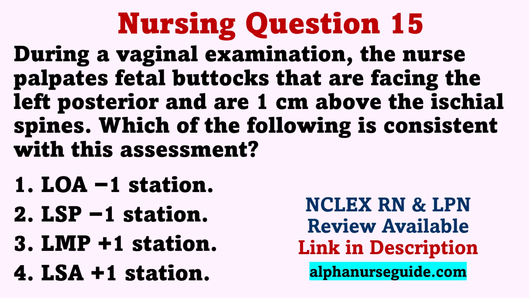The LMP position refers to a fetus whose face is facing toward the mother's LP, and a presenting part at +1 is 1 centimeter below the ischial spines. The LSA position refers to a fetus whose buttocks are facing toward the mother's LA, and a presenting part at +1 station is 1 centimeter below the ischial spines.